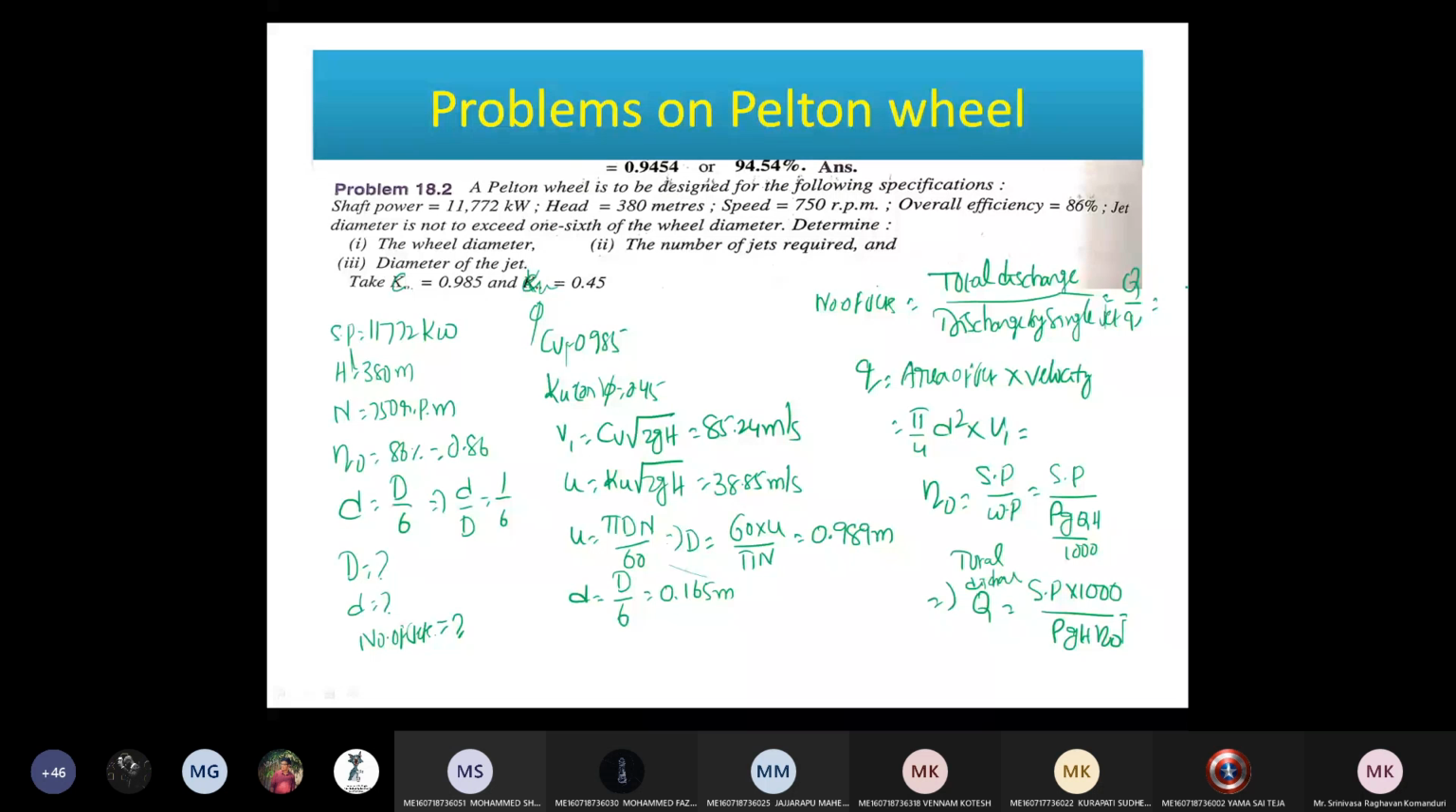So tell me the number of jets required. Capital Q is 3.68. Yes, 3.68 is correct.